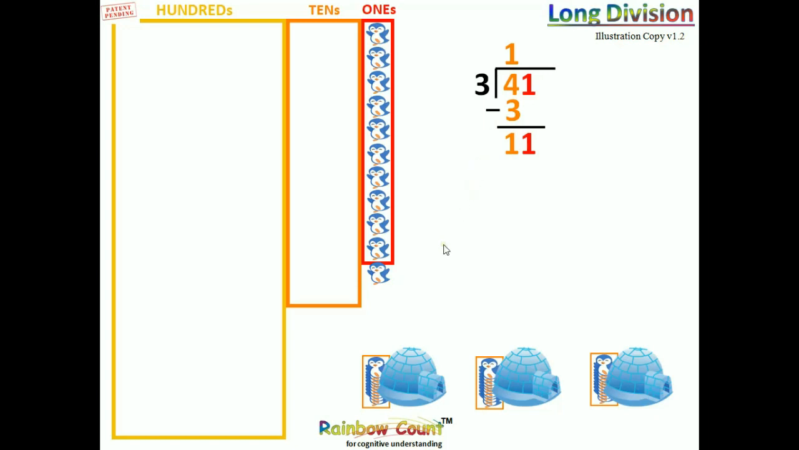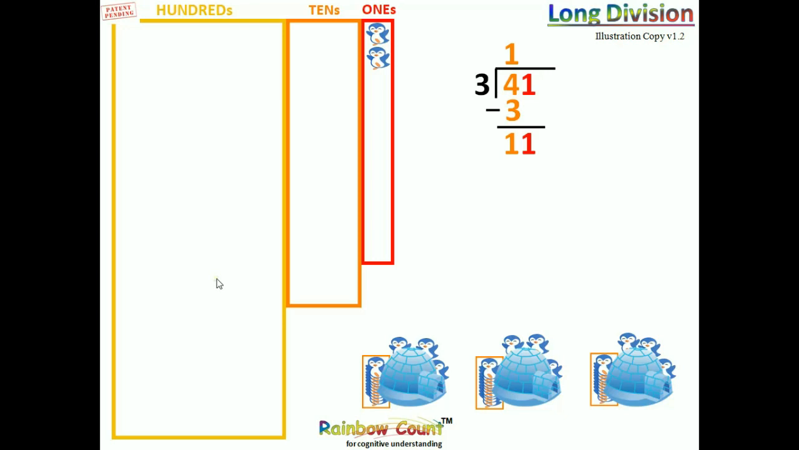Now we can continue to distribute the penguins from the ones place. Looking at the rainbow box on the left, how many penguins are we able to assign into each of the 3 igloos equally? Okay, let's distribute them. 1, 1, 1, 2, 2, 2, 3, 3, 3. Now we are left with 2 penguins. We have to stop distributing, otherwise all the igloos will not have the same number of penguins.